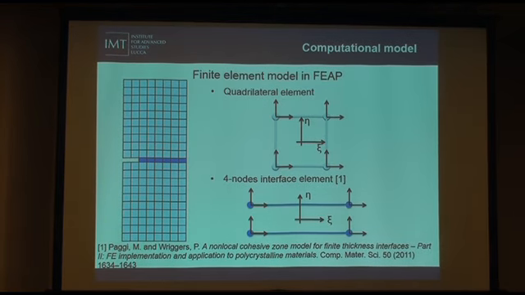This is the computational model that we implement inside the finite element program FEAP from Taylor. We use quadrilateral elements to describe the bulk material, and interface elements with the formulation of a cohesive zone for the crack behavior, the cracked part. That is the blue one, the darker blue.